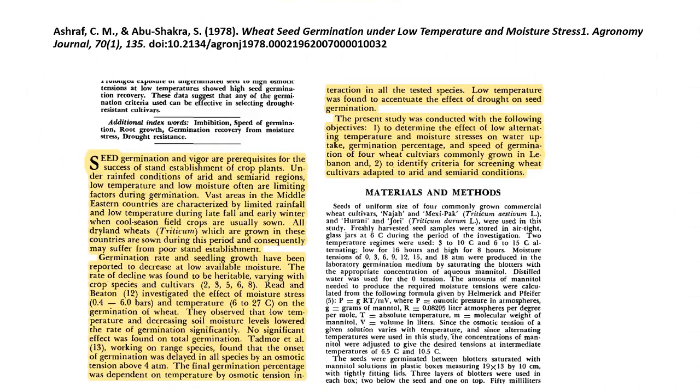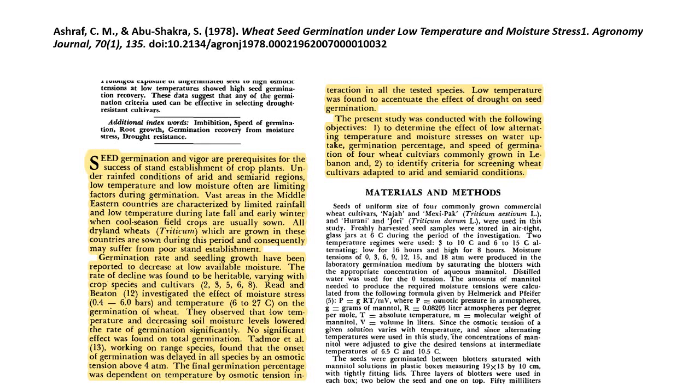Here is an example of a scientific report. Here the authors begin by saying something about the importance of seed germination and vigor to stand establishment of crop plants, and go on to explain what the problem is in the second sentence. Under rain-fed conditions of arid and semi-arid regions, low temperature and low moisture often are limiting factors during germination.